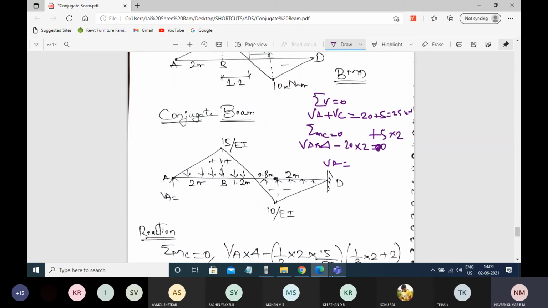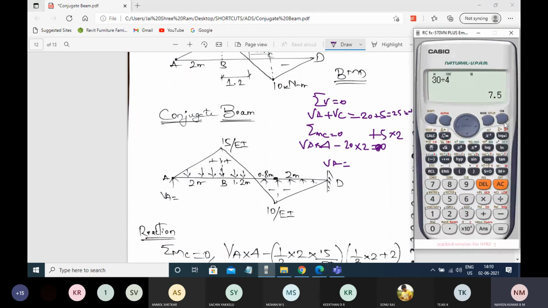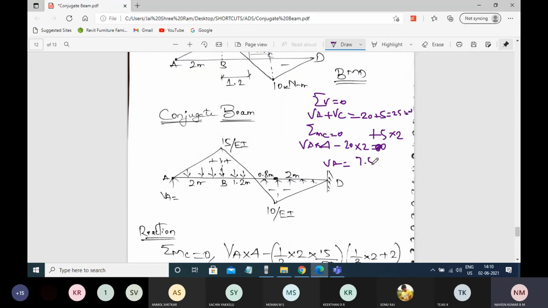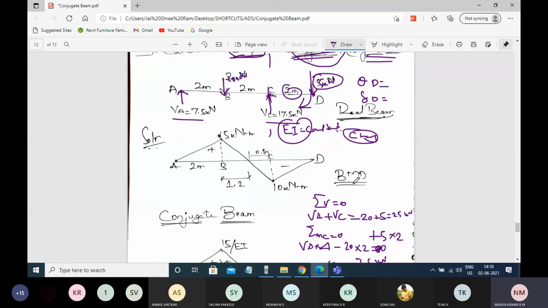So then you can simplify this. 2 times 20, 40. So minus 40 plus 10, that is equals to minus 30. If I move it towards the RHS, it will be plus 30 divided by 4, equals to 7.5. So VA equals to 7.5 kilonewton. Then VC, if I substitute over here, VC can be found as 17.5 kilonewton.